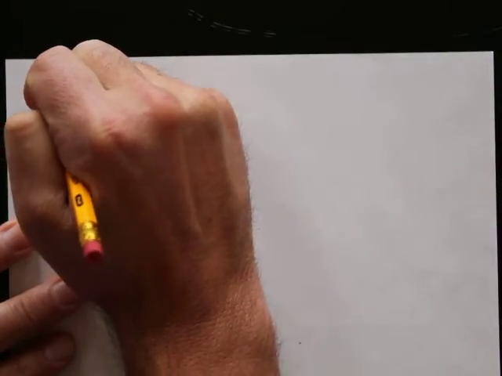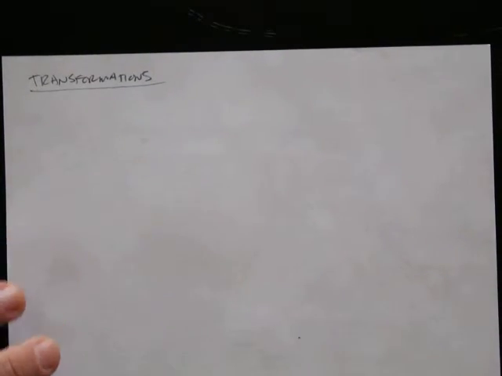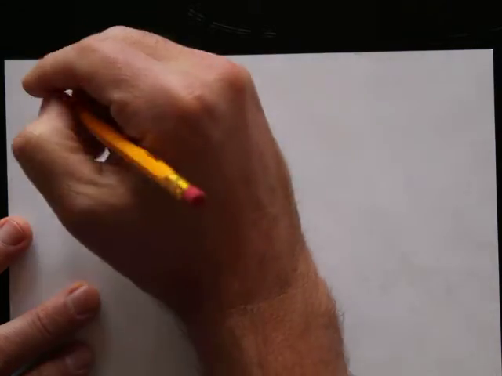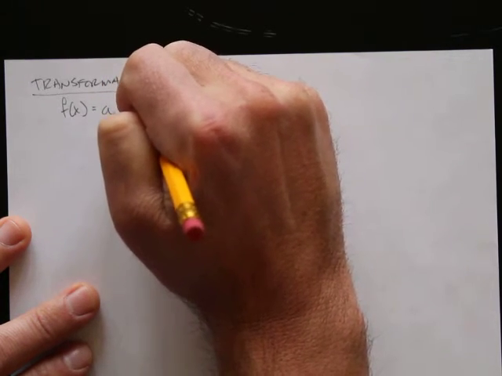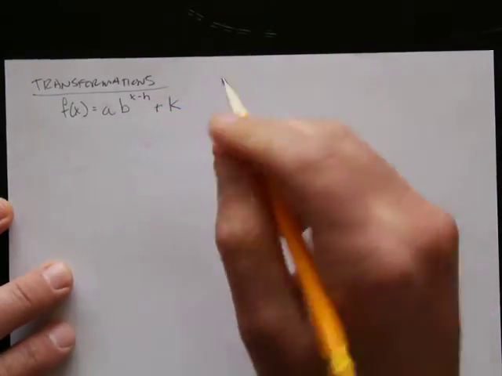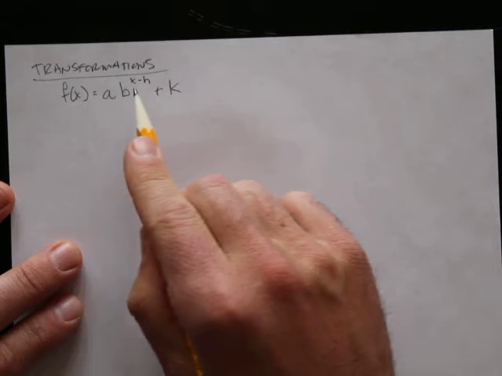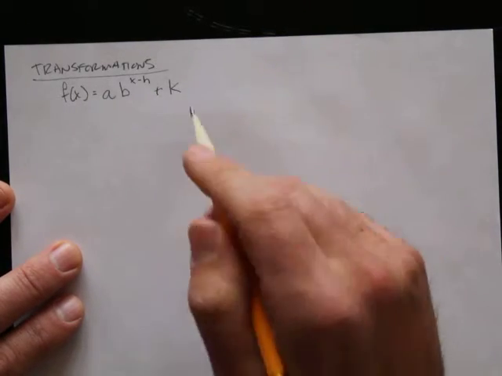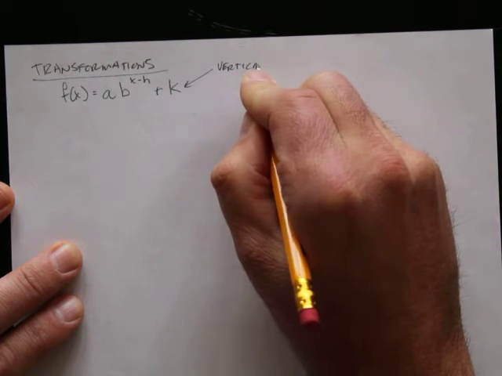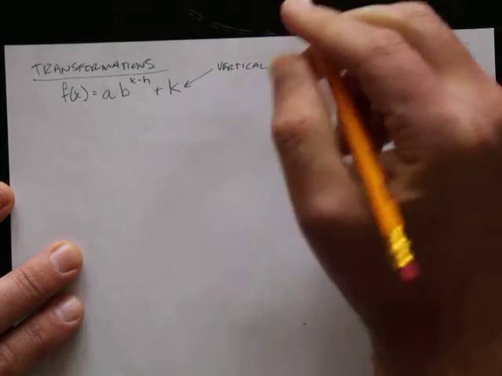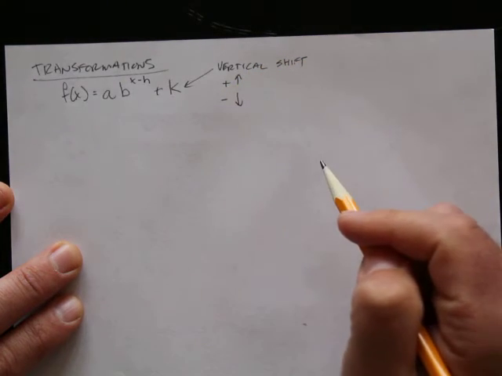Let's talk about transformations of this. Transformations. So here we have f(x) equals a times b to the (x minus h) plus k. So this has all of the parts of an exponential function, and we're going to talk about what each one of these will do to transform or manipulate our parent graph. So let's start here. The plus k, this is the vertical shift. If this is positive, it moves the whole graph up. If it's negative, it moves the whole graph down k many spaces.